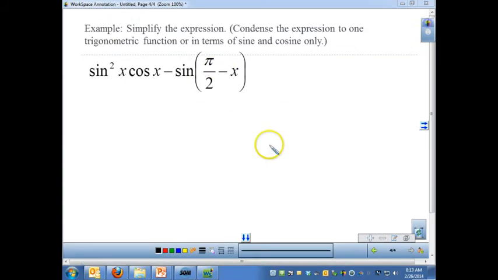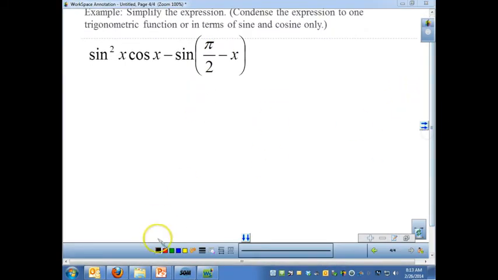All right, so let's go ahead and take a look at how I'd work this out. So I see a sine squared x and a cosine of x, but my eyes are really drawn to the sine of pi over 2 minus x. So I can see that that's a cofunction identity. So I might start by just trying to eliminate that. So let's see, sine of pi over 2 minus x, what would that be equal to? That's the same thing as cosine, so that's cosine of x. So I can do that.